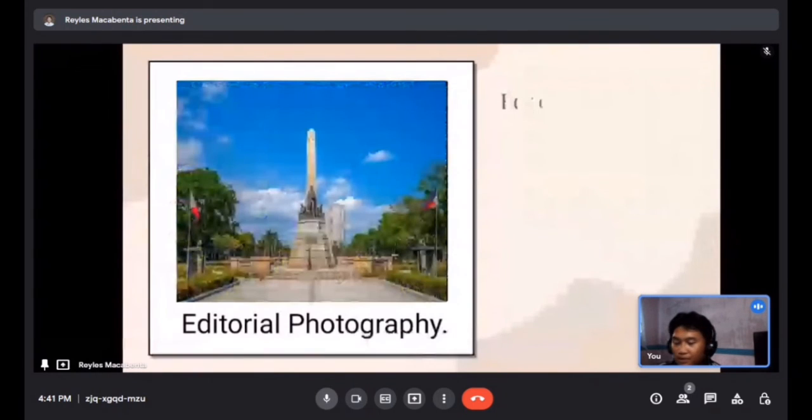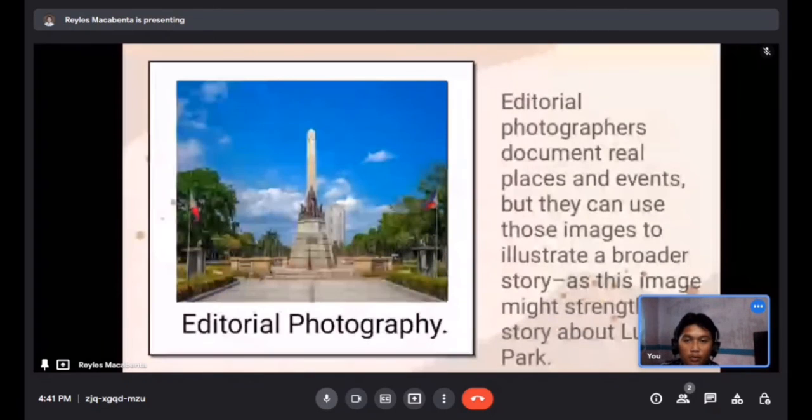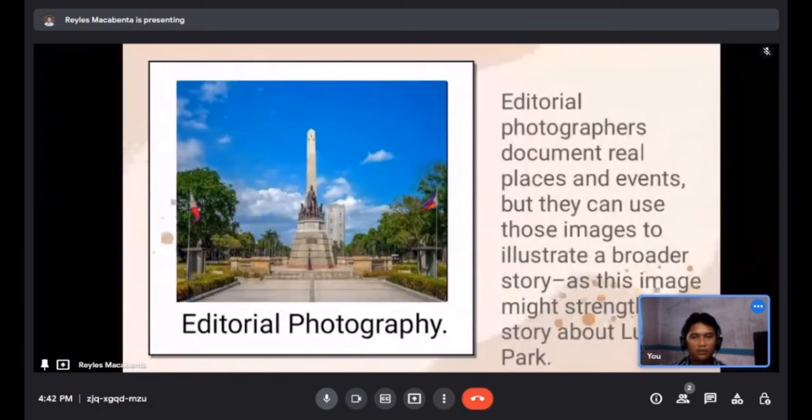Editorial photographs document real places and events, but they can use those images to illustrate broader stories, as this image might strengthen a story about Luneta Park. So kung makita nimo nga picture, it tells a story nga di lang jud isa lang siya ka park nga gibuhat dira, but daghan pa siya og mga story about it kung ato siya i-istoryahan. So that was the editorial photography, and that's also my report, and Miss Makaraig will continue.